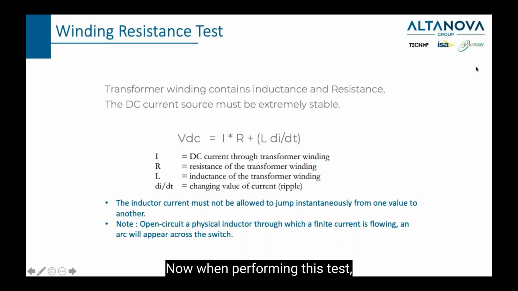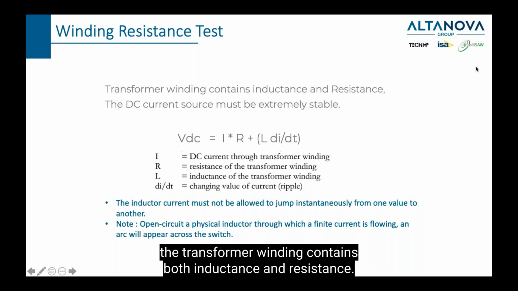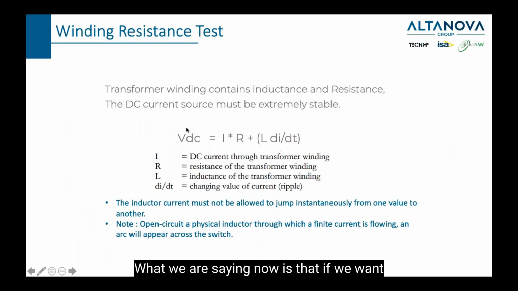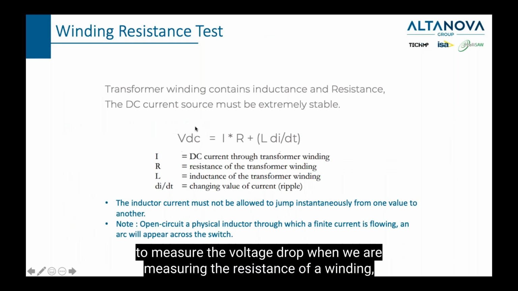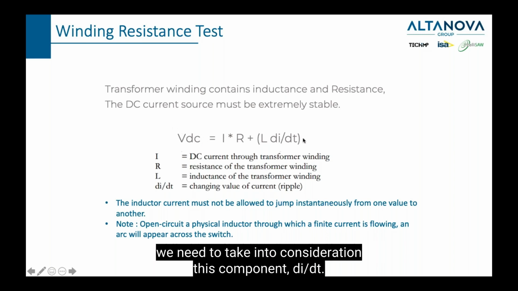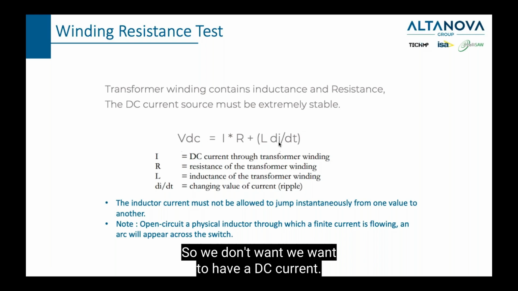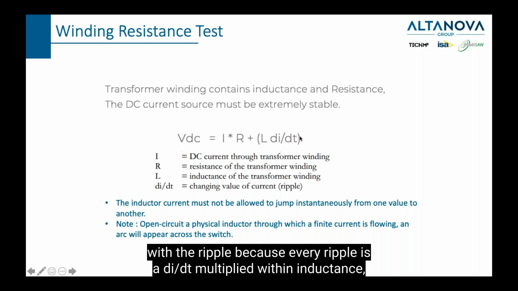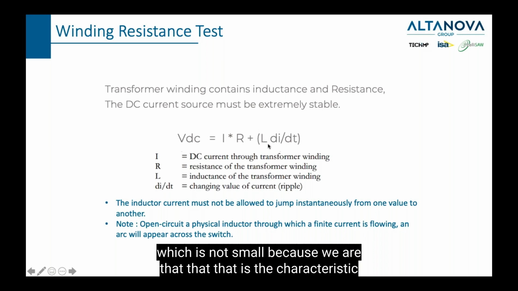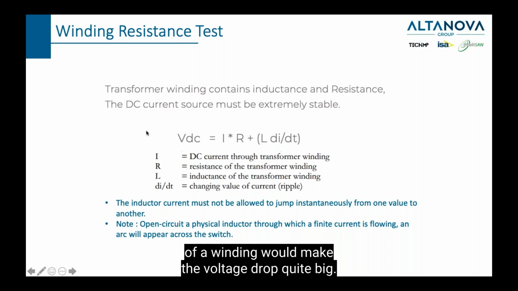Now, when performing this test, the transformer winding contains both inductance and resistance. What we are saying now is that if we want to measure the voltage drop when we are measuring the resistance of a winding, we need to take into consideration this component, di/dt. How much does the current change? So we want to have a DC current. We don't want to have a current with a ripple, because every ripple is a di/dt multiplied with an inductance, which is not small, because that is the characteristic of a winding, and would make the voltage drop quite big.